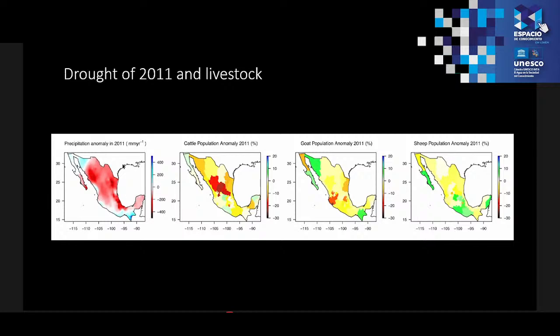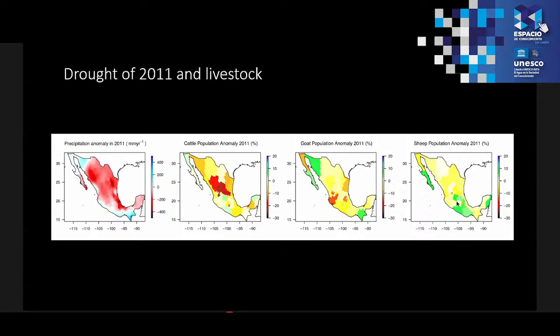So this was the precipitation anomaly. It hit 85% of the country, and then we have again the anomaly in the population of our livestock animals. So we see a really strong decline in Zacatecas, up to 30% decline in the cattle population. And the same with goats.